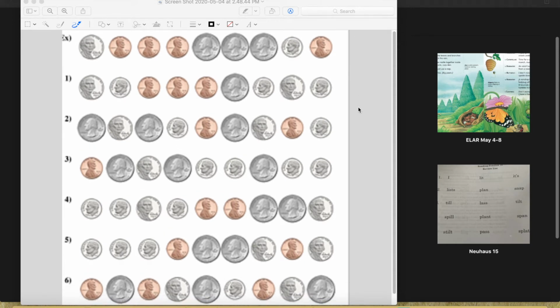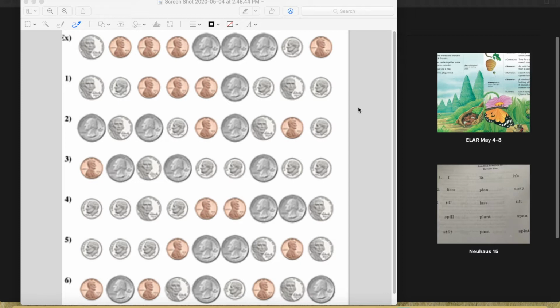All right, guys. Another thing that we are going to practice today is counting money. This is something that we practice in school. I know it was difficult for some, while others caught on quickly, but I just want to do a review for you, just in case you may have forgotten.